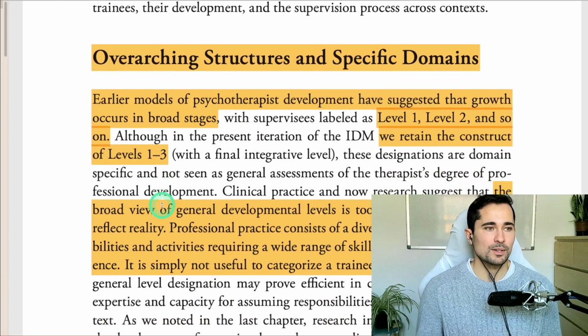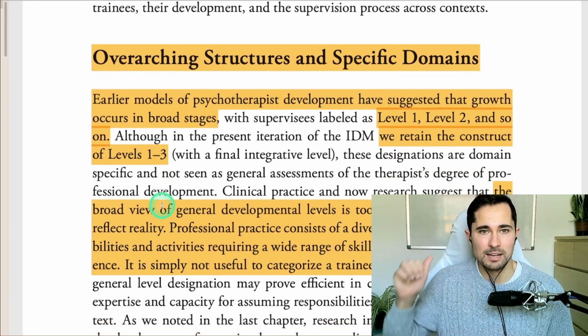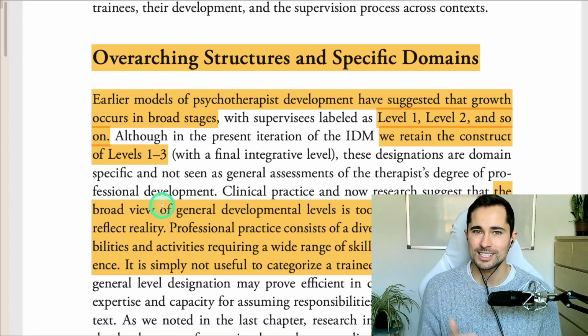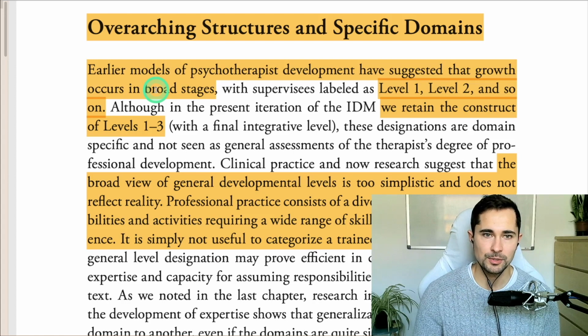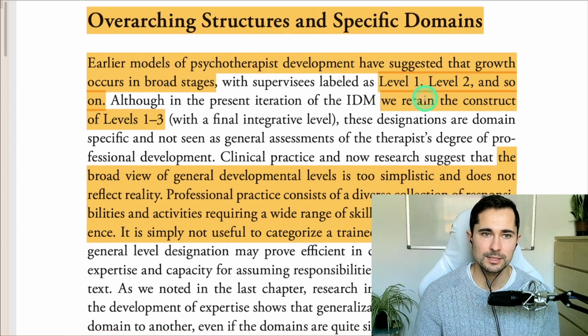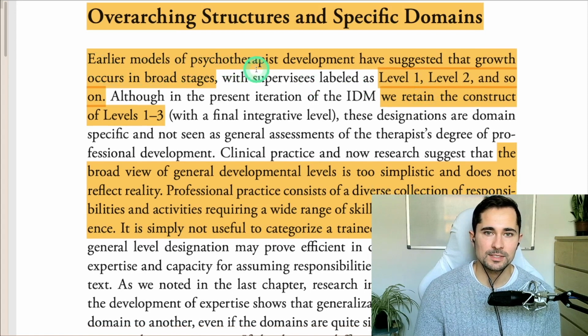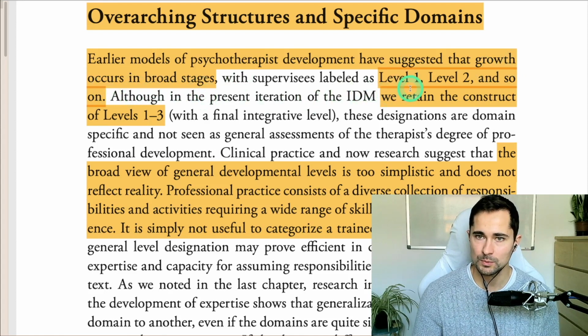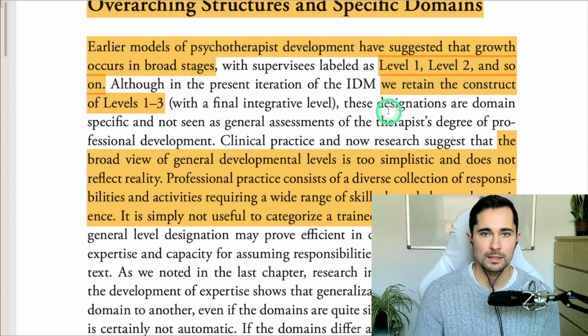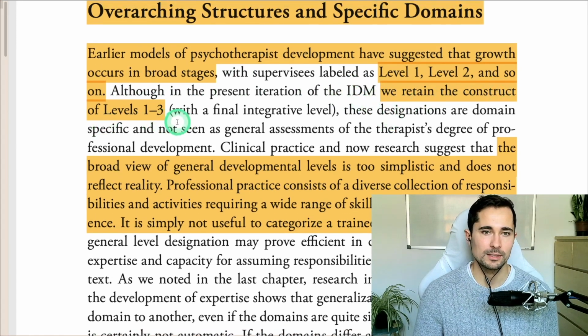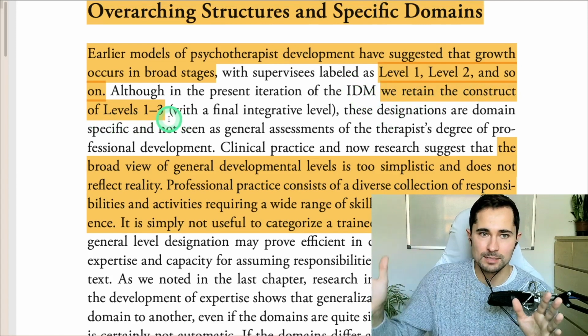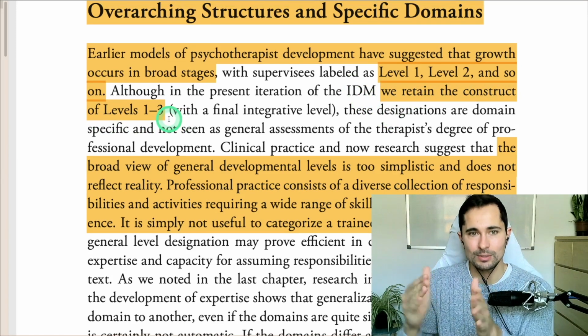So this model, there are basically three aspects to it. We have levels, we have structures, and we have domains. So if you've heard anything about this model before, you've probably first heard of levels. So earlier models of psychotherapist development have suggested that growth occurs in broad stages, labelled as level 1, level 2, and so on. And in the IDM, they retain this construct of levels 1 to 3. So now we can break down novice to expert as level 1, level 2, level 3.